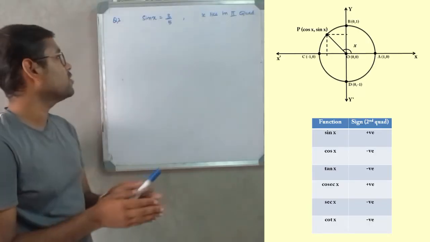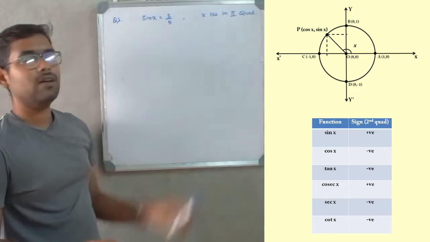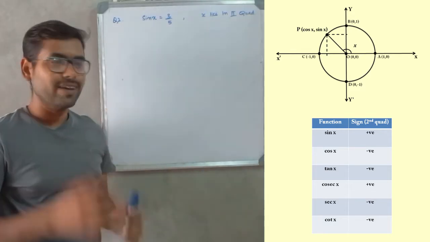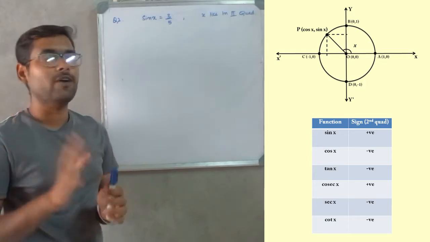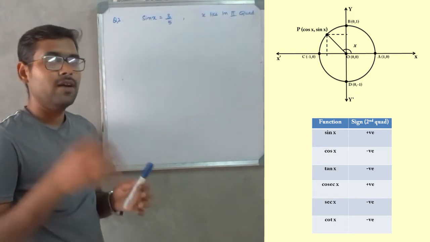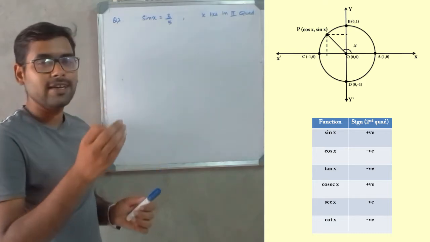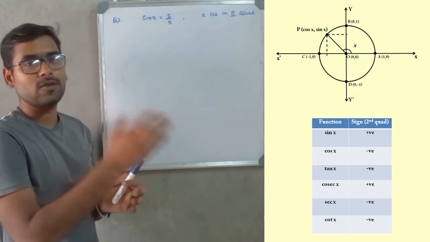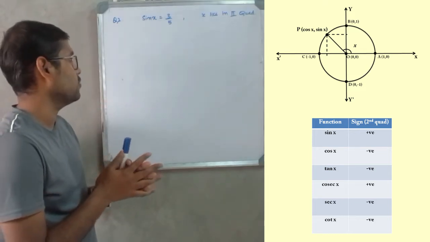Guys, here they have given us the value of sin x, which is 3 by 5, and they have also given us that x lies in the second quadrant. And again we need to find the value of the other 5 trigonometric functions for this angle x. Guys, if you recall, in the second quadrant sin x and cosec x are positive and tan x, cot x, cos x and sec x are negative.